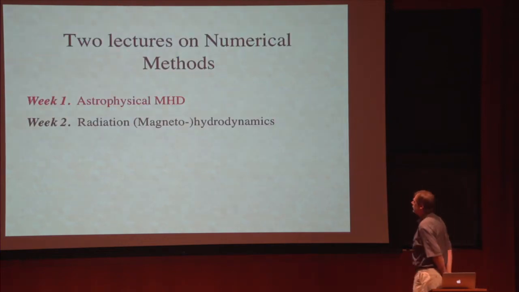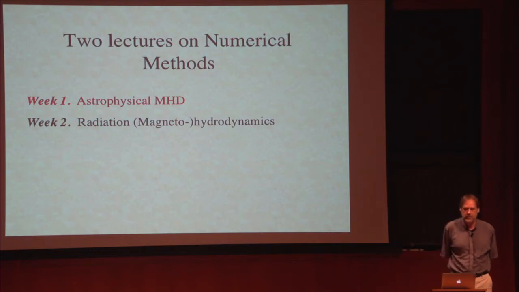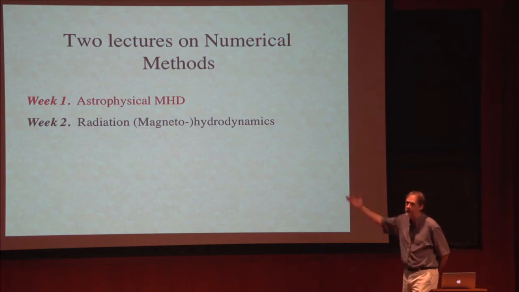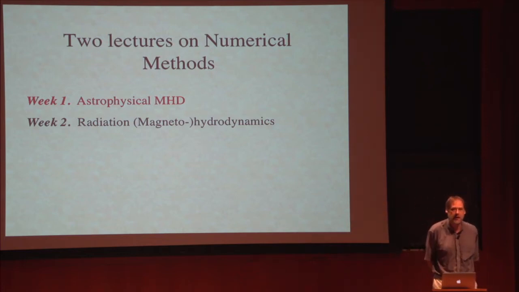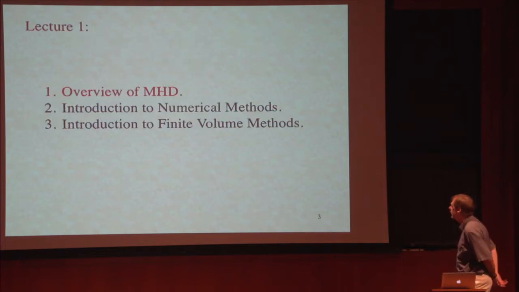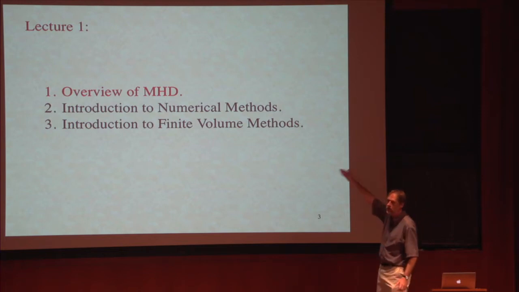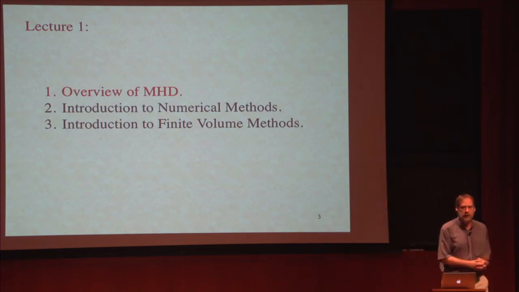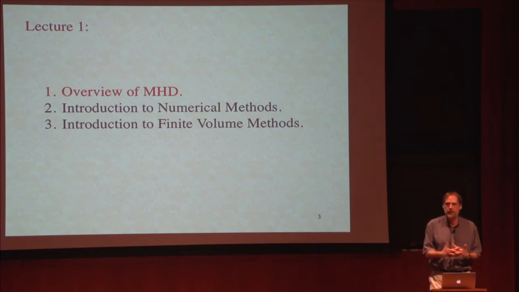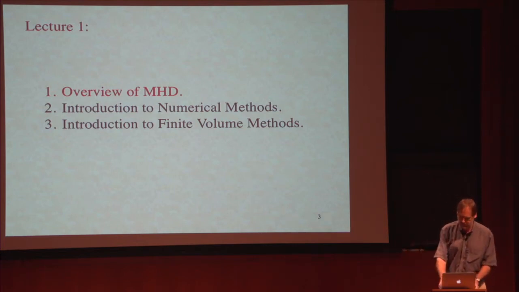So I'm giving 2 lectures. Today is this astrophysical MHD. Next week, I believe on Wednesday, I'll be discussing numerical methods for doing radiation transfer built into an MHD code. So radiation magnetohydrodynamics: flows where the radiation field is very important and must be integrated along with the MHD equations. So today, though, we're focusing on astrophysical MHD. As I mentioned, I'm going to start with an overview, building on what Matt said. I'll then introduce some very basic numerical analysis and an introduction to numerical methods, and then I'll spend most of my time talking about finite volume methods.